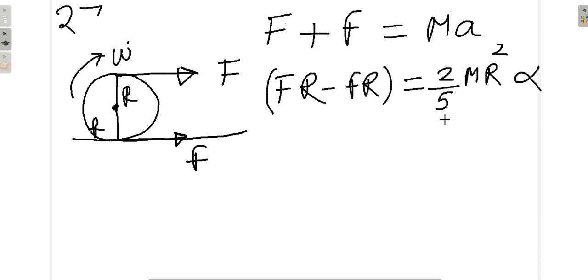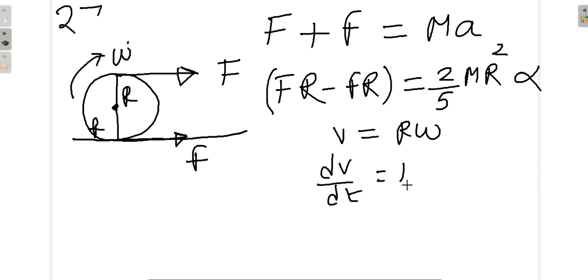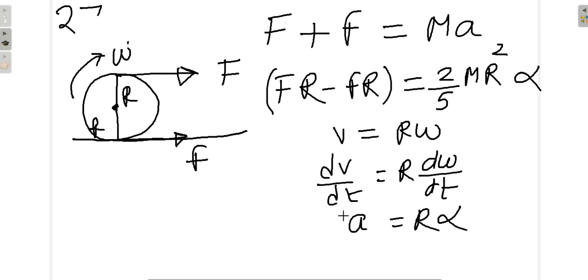As we know, when there is pure rolling, we have V is equal to R omega, and if you take the derivative, dV by dt will be R into d omega by dt. dV by dt is linear acceleration, and d omega by dt is the angular acceleration. So a is equal to R alpha. Please note, this equation is applicable only for pure rolling. So instead of alpha, I can put a upon R. And let me do that.